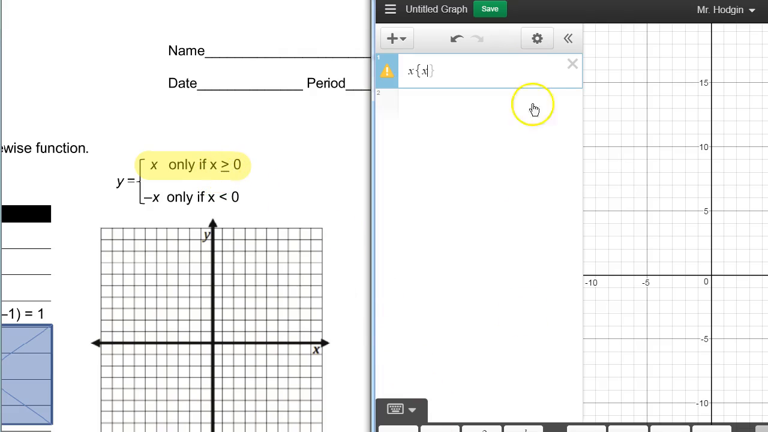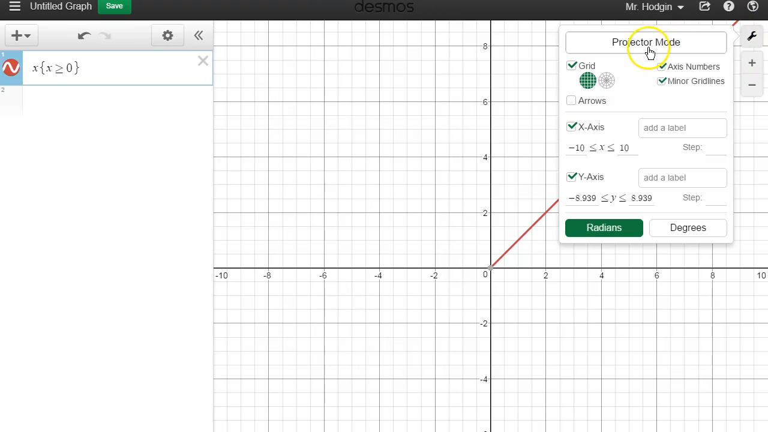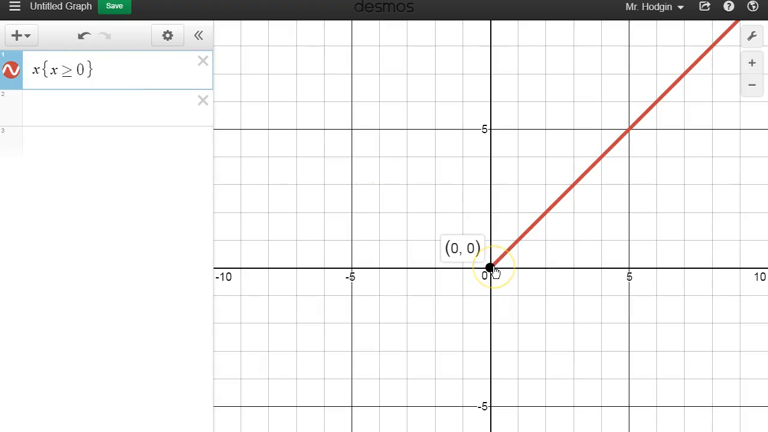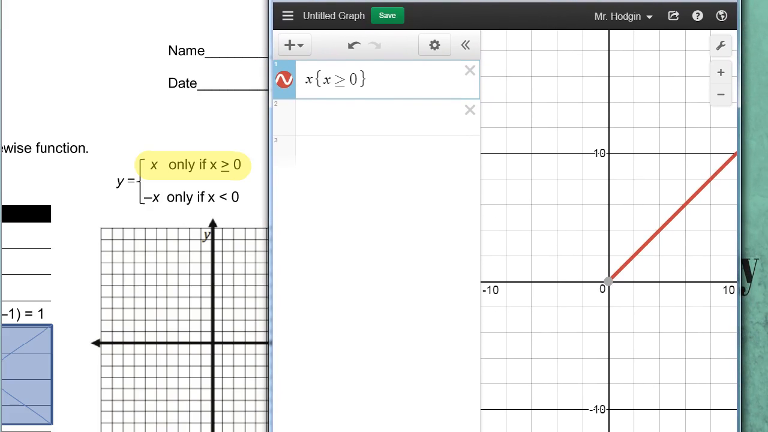Now there's a little keyboard down here, right? There's a keyboard down here, and it might be hidden. If it's hidden, you just have to hit the little thing here that says show keyboard. That'll pop up. And then there's a greater than and equal to on there, and then you can hit 0. So that's how you do piecewise functions in Desmos. You have to use those braces, and that will let it know where to start and stop. In this case, just start and go to the right. Okay. So that's the first one. We good so far? Okay. All right, looks good.